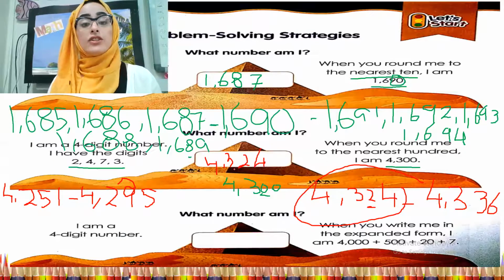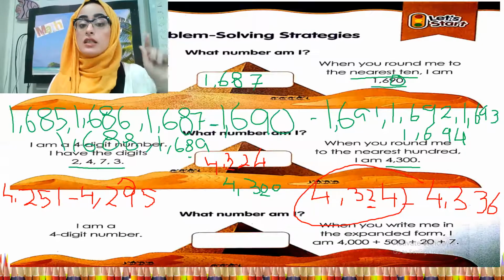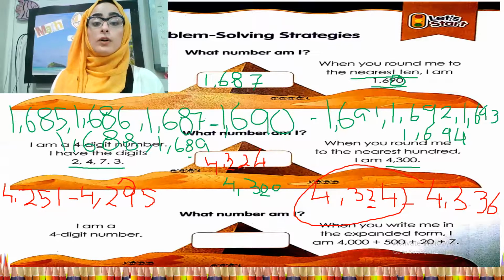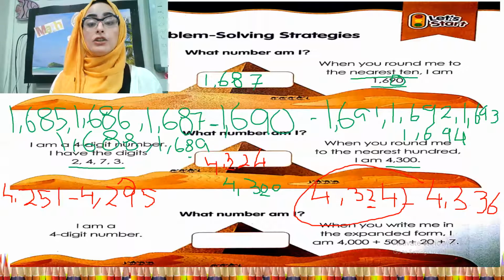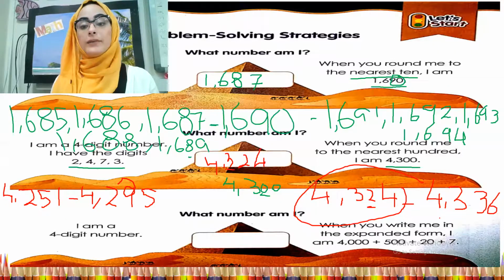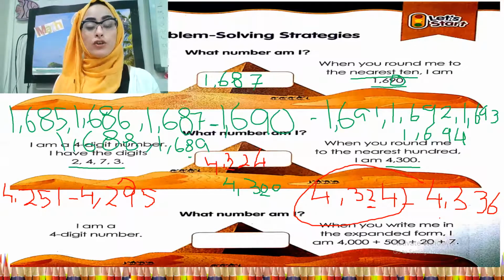Rounding to the nearest 100. Identify your 100, round your tens. 0, 1, 2, 3, 4, go down. So I'm going down to the 300. I will be in the 300, and that's what I want. I want 300. Okay, let's go now to the third riddle.